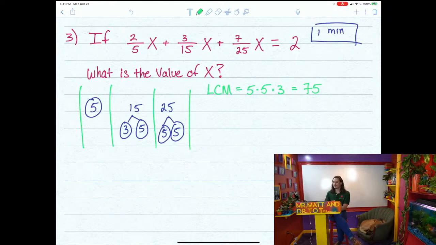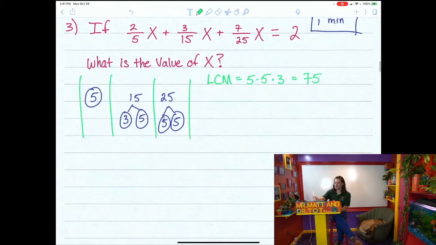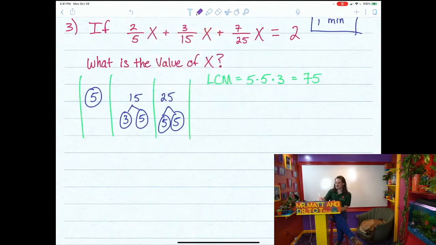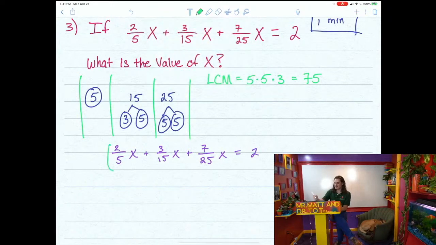So I'm going to give you one more minute. I would recommend that you try and multiply on both sides by 75 to eliminate those denominators. And let me just rewrite, pick another color. This one. Okay, so 2/5 x plus 3/15 x plus 7/25 x is equal to 2. So on both sides, just multiply the whole thing by 75.